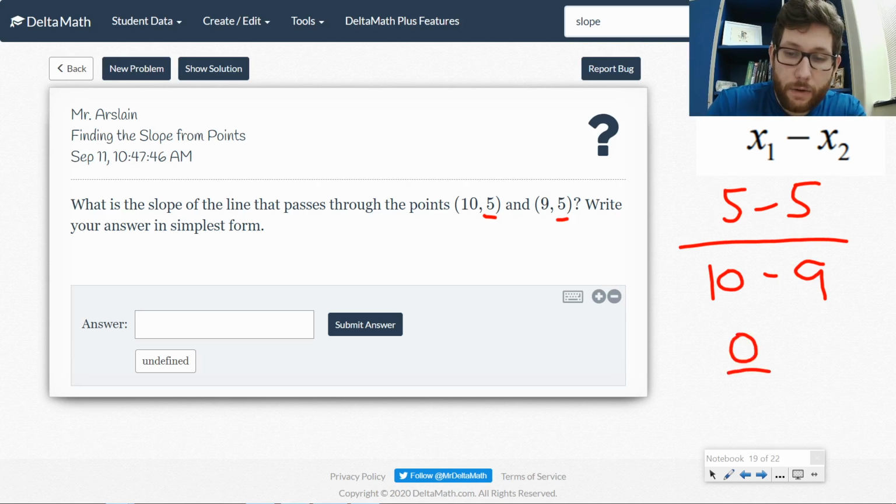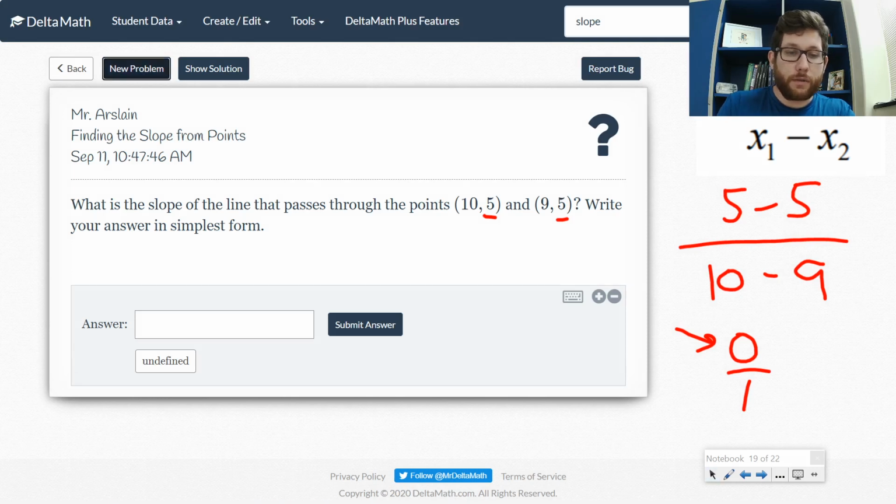I get 0 over 1. Now, there's sometimes that 0 is okay and sometimes it's not. When 0's in the numerator, when it's in the top like it is now, it's okay. Okay, we're okay with that. The answer here is just equal to 0.